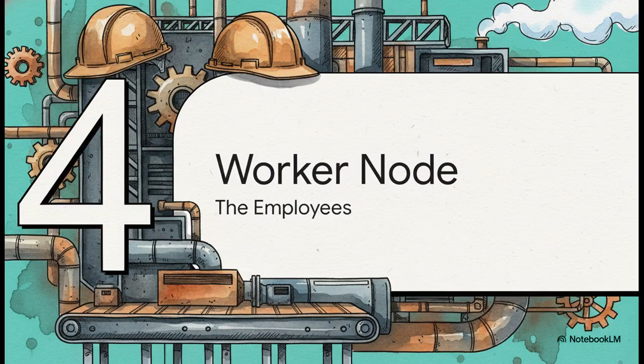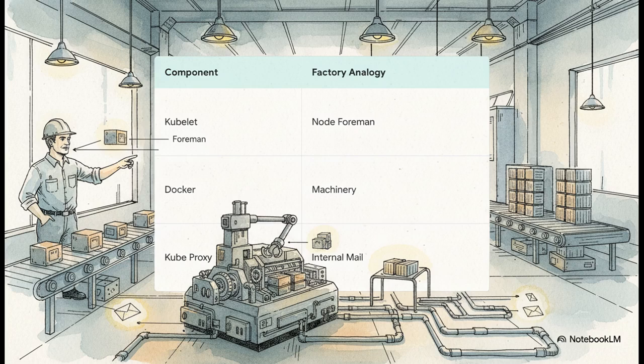All right, part 4, worker node employees. Management is introduced, so it's time to put on our hard hats and head down to the factory floor. Here we meet the workers, the components actually running on the worker nodes. First is the kubelet. This is your node foreman. The kubelet's job is taking requests directly from the API server and making sure things get done locally. Next up, the container engine, like Docker for instance. This is the heavy machinery doing the actual creation of the containers based on the foreman's orders. And lastly, kube proxy. You can think of this as the internal mail and networking system. It makes sure all these moving parts can easily communicate with each other.